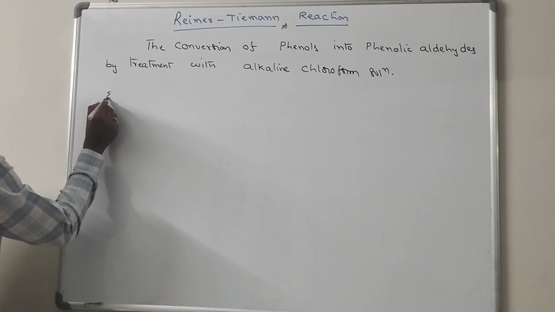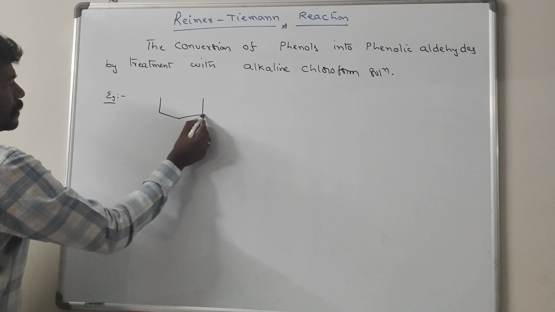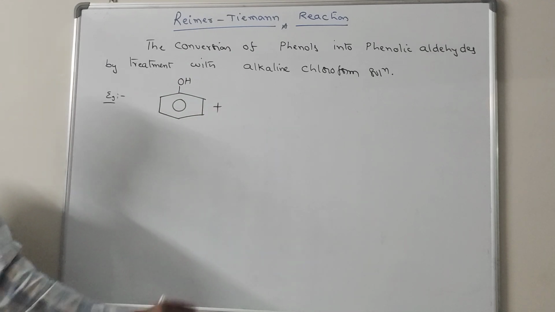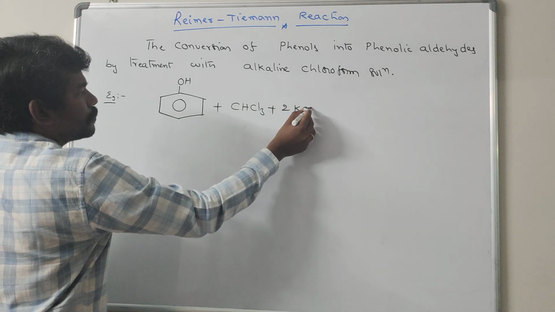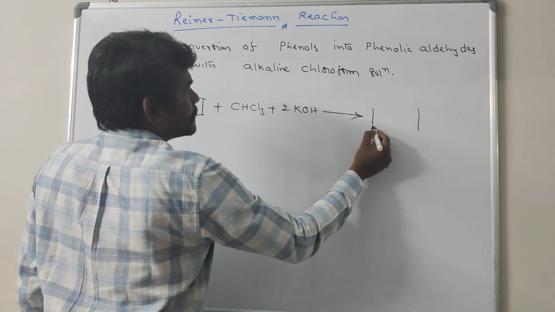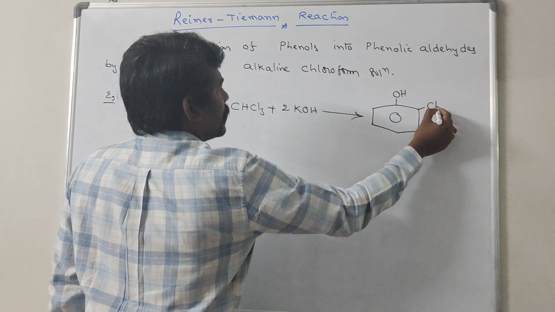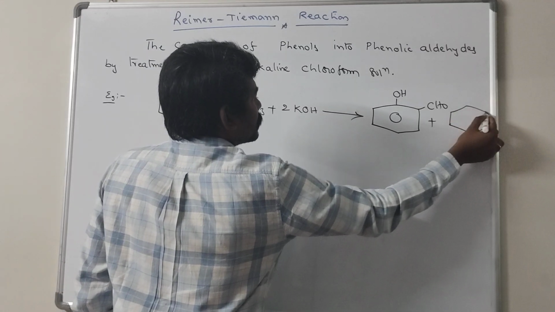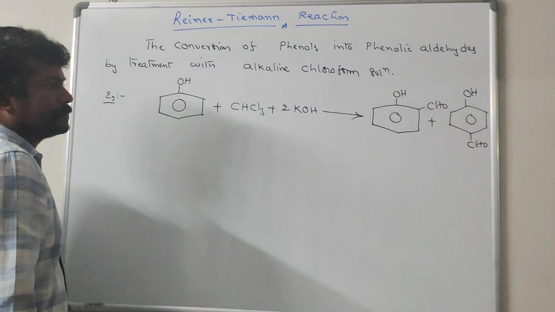Let us see an example. Phenol is treated with alkaline chloroform solution, CHCl3 with alkali. 2 moles of potassium hydroxide is required, which produces CHO at the ortho position and also a CHO aldehyde group at the para position.